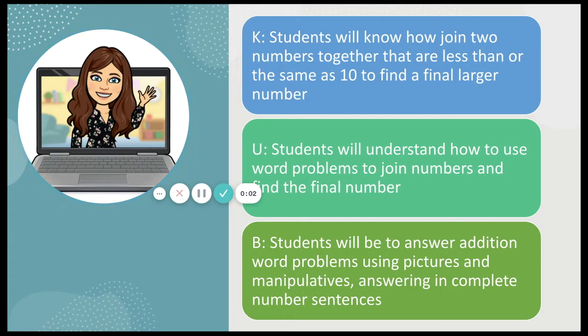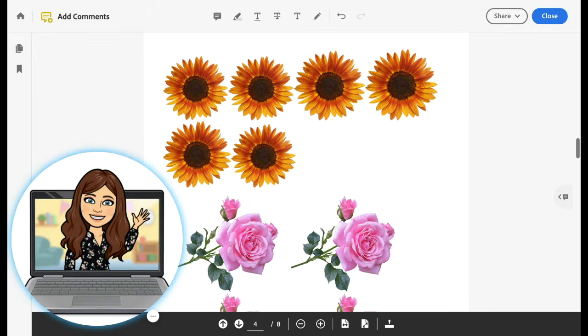Friends, the goals of today's lesson are that you will know how to join or add two numbers together that are less than or equal to 10 to find a bigger number, and you will understand how to join two numbers together to solve word problems, and you will be able to use full number sentences to answer word problems with the help of pictures and manipulatives. So let's get started.